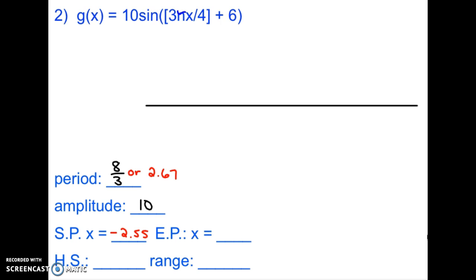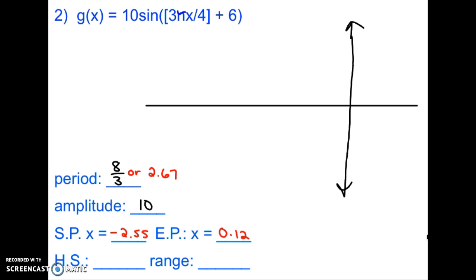So now I'm going to find my ending point. I know my ending point is my starting point, which is -2.55, plus my period, how far it traveled, 2.67. So if I add those together and round, I get positive 0.12. Alright, so this gives me an idea of where to put my y-axis. I have a big negative number and a really small positive number. So most of my graph is going to be to the left of the y-axis, which means I need to make my y-axis somewhere to the right.